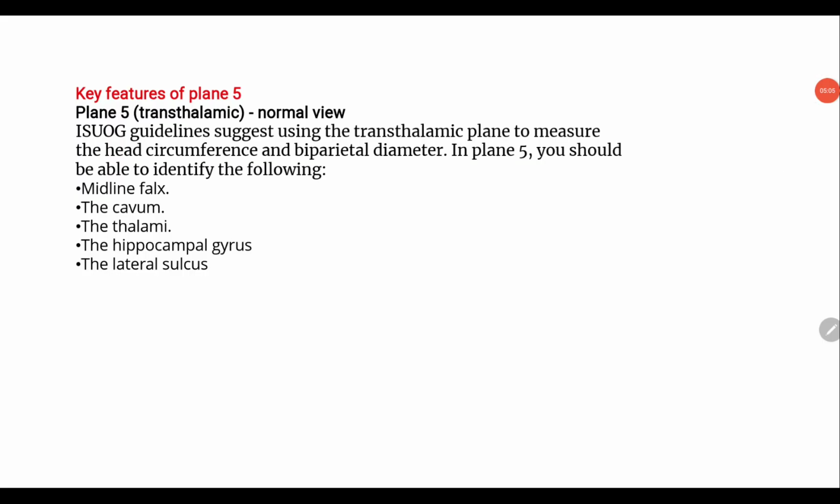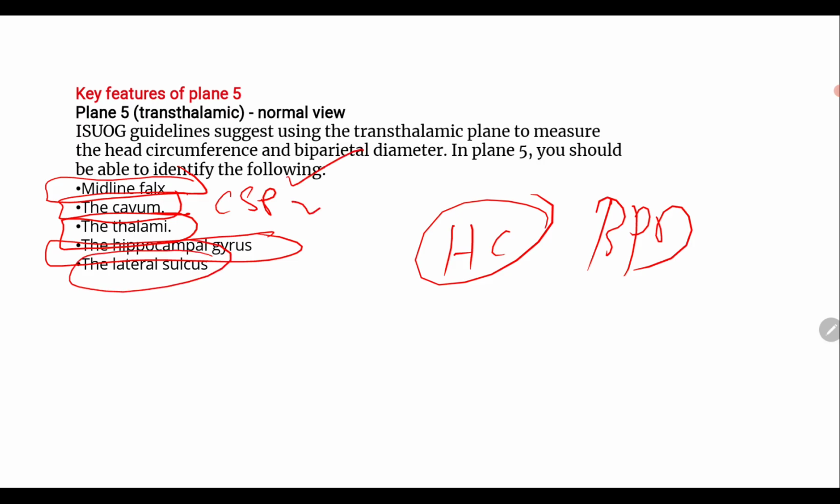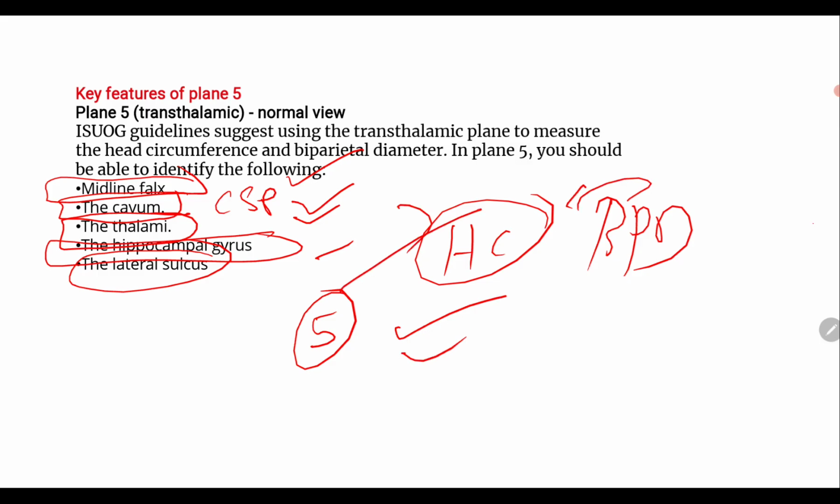As for ISUOG, in plane 5, the transthalamic plane, the ISUOG guidelines suggest using the transthalamic plane to measure the head circumference and the biparietal diameter. In plane 5, what structures should you identify before measuring the head circumference and the biparietal diameter? These five have to be there. First, the midline falx has to be there. The cavum septum pellucidum has to be visualized. The thalami on both sides are visualized, and the hippocampal gyrus and the lateral sulcus. These five structures have to be visualized before you measure head circumference and the BPD.